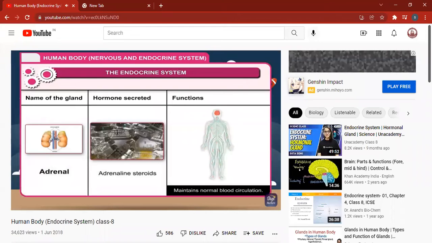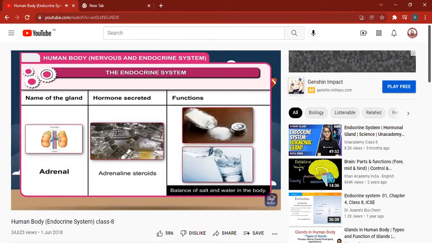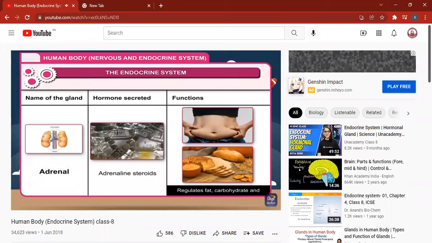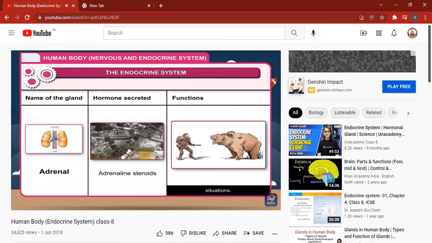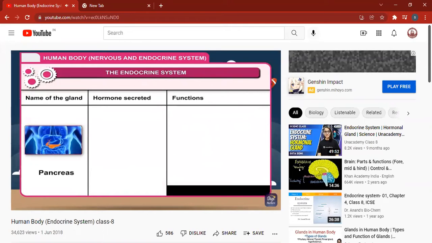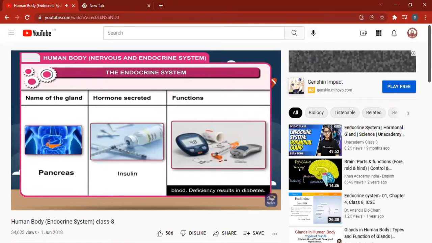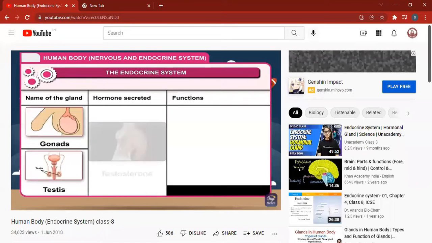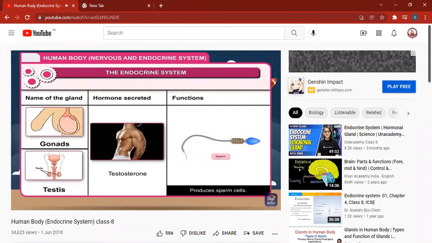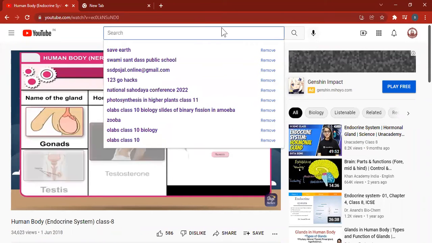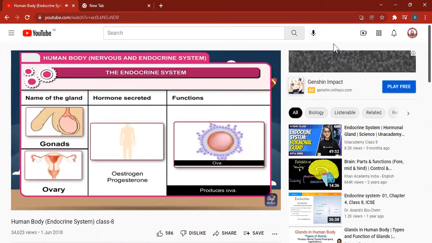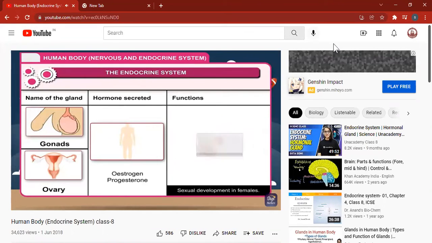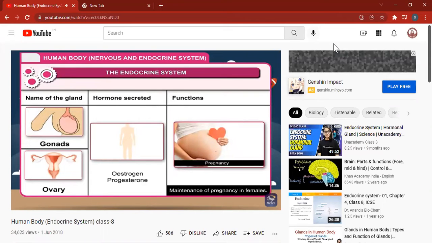Now listen. Maintains normal blood circulation, balance of salt and water in the body, regulates fat and carbohydrates. It also helps in this because it controls all the emotions. Pancreas, insulin, regulates the level of glucose in the blood. Deficiency results in diabetes. Gonad, we have done this already, sex hormones. Produces sperm cells, sexual development in males. Ovary, estrogen and progesterone, produces ova, sexual development in females, maintenance of pregnancy in females.